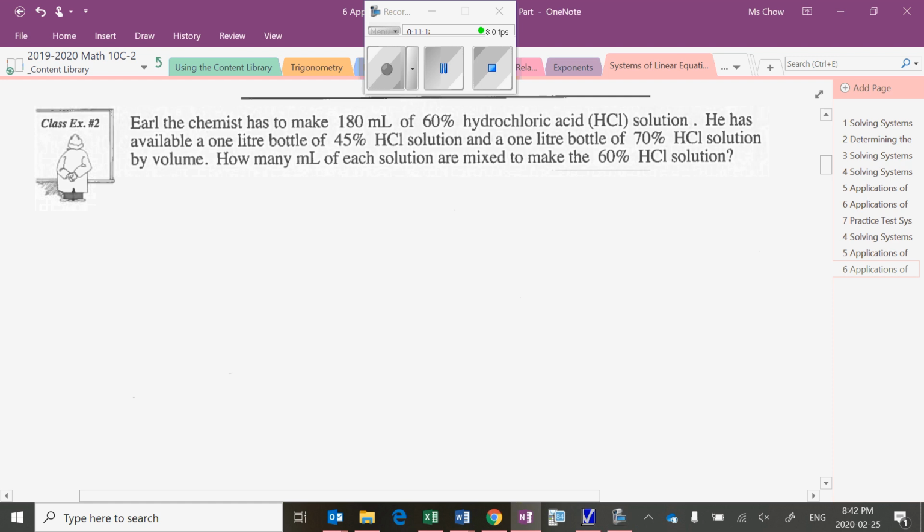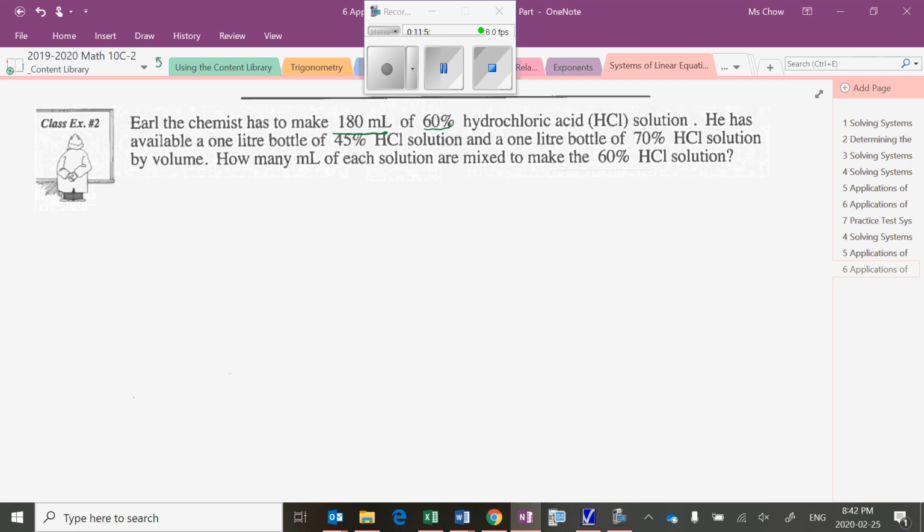So again, this is one of those ones that you can put together just go ahead and label, or you can also use a table as well. So the key thing is, we're looking at making a total volume of 180 milliliters, and the other one has to do with the actual strength of it. So let's take a look. So we've got our two solutions, the 45% solution and the 70% solution.